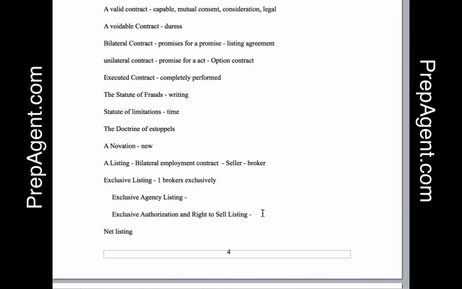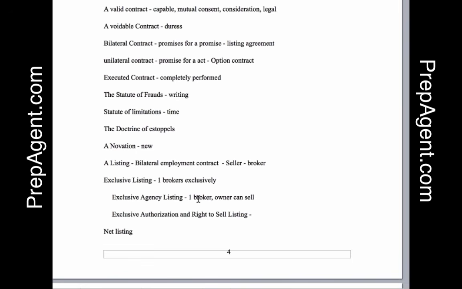Now, what you were about to describe is an exclusive agency listing. Yes, which is one broker and the owner. Either one can sell it. Good. So that broker would have to prove that they're the procuring cause of the buyer in order to get paid. Because this is a bad idea. It's essentially you're competing with the owner.